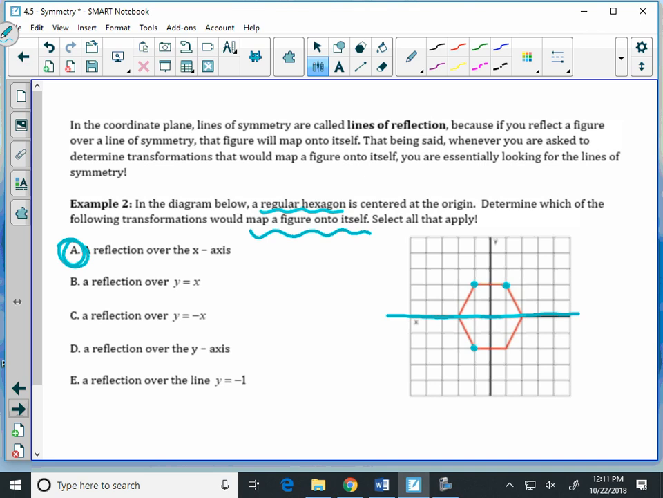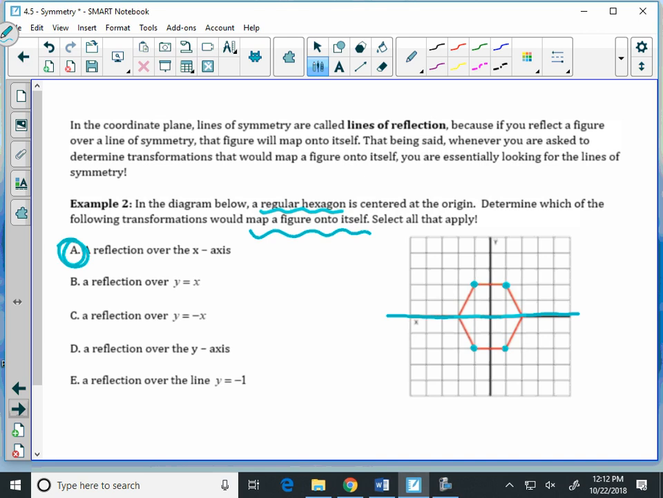And then 1, 2. That mapped up. 1, 2. The corners are matching up with other corners. So that means it's mapping up onto itself. Okay, so that is a line of reflection. It's a line of symmetry. It's an answer. If we reflect this figure over that line, we flip it, it's going to look exactly the same. It mapped up onto itself.